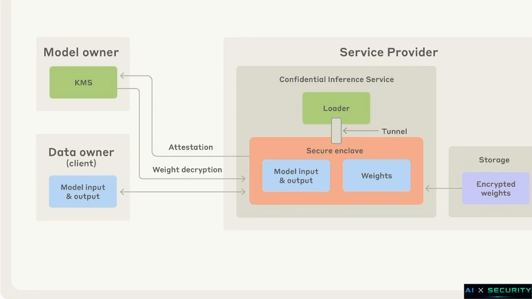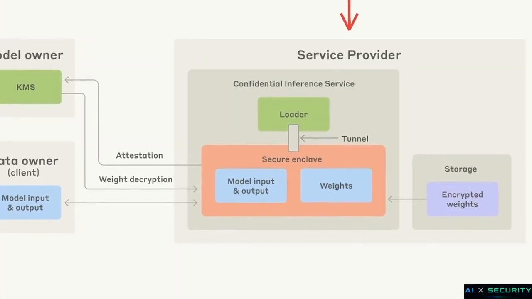With the enclave verified, the external parties can securely interact with the service. The data owner establishes an end-to-end encrypted TLS tunnel that terminates directly inside the hardware enclave. The service provider still physically routes these encrypted packets over their network, but they lack the keys to decrypt them. They can never read the plain text prompt.